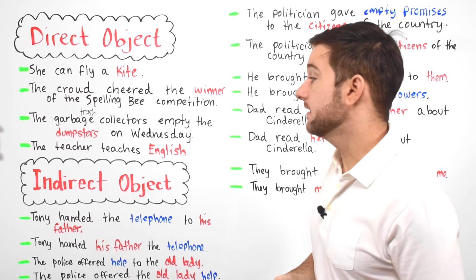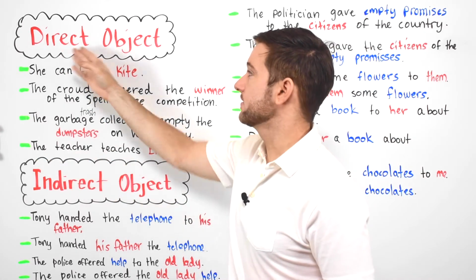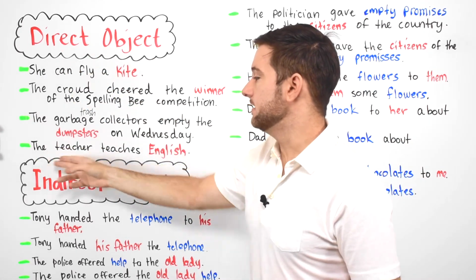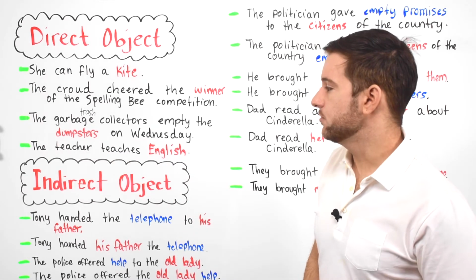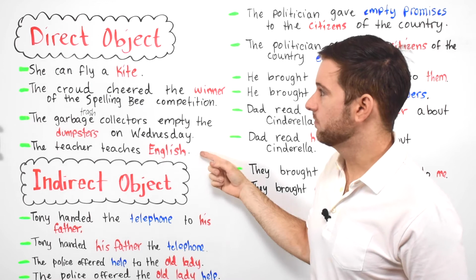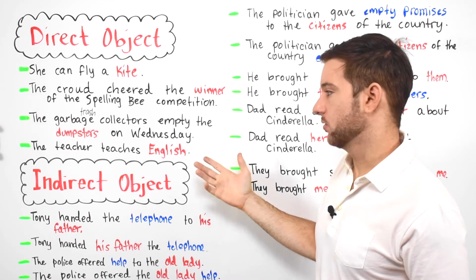All right, now let's look at this one, okay? This is our last one for direct objects. The teacher teaches English, which is super easy. Okay, the teacher teaches English. This one you should find very easy because, let's look at it.